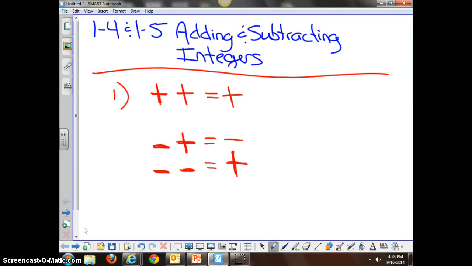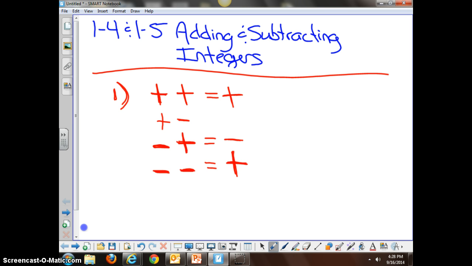We're going to work on adding and subtracting integers today, which is 1.4 and 1.5. We're going to combine our lessons together. I've already done a little pre-work set up here. I am missing a blank here, but I'll get to that in a second. Actually, I'll do that right now, and we're ready to go.